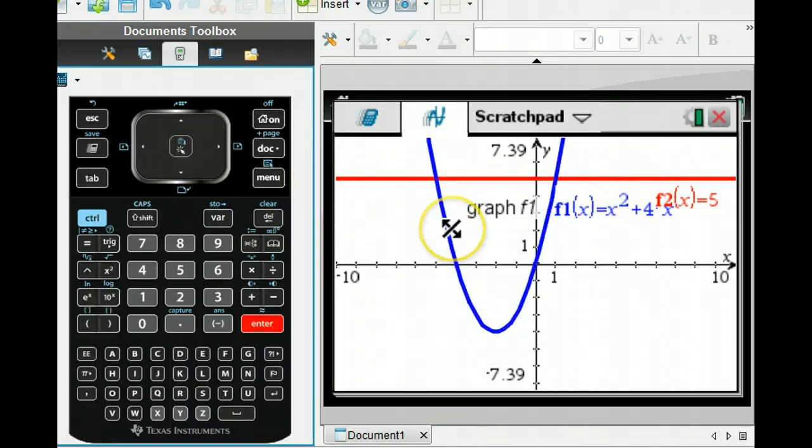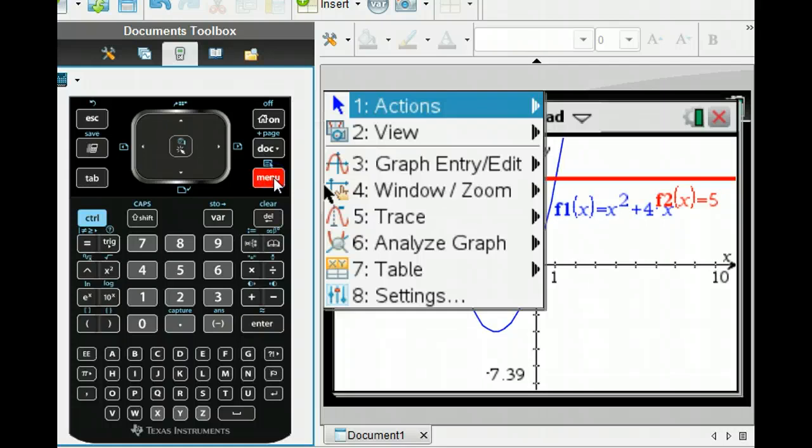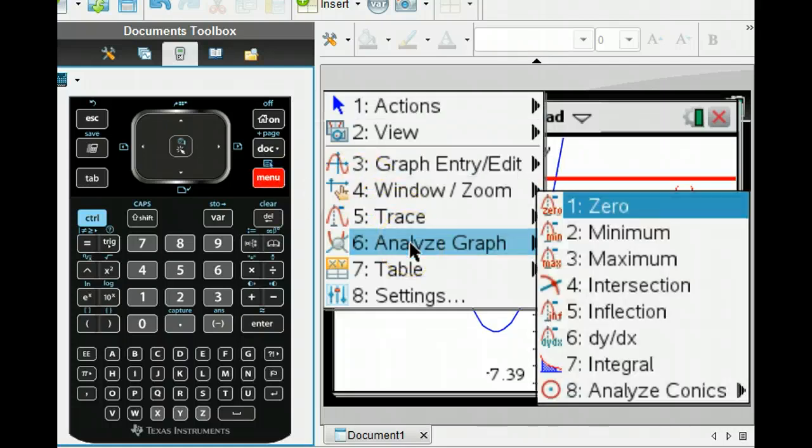Now when I'm trying to solve a quadratic, I'm going to have two answers. And notice how I have two intersection points. So that works out pretty nice. Okay, so I need to find both of them in order to get my answers. So what I'm going to do here is go to the menu button. I click on my menu, then I go here to Analyze Graph.